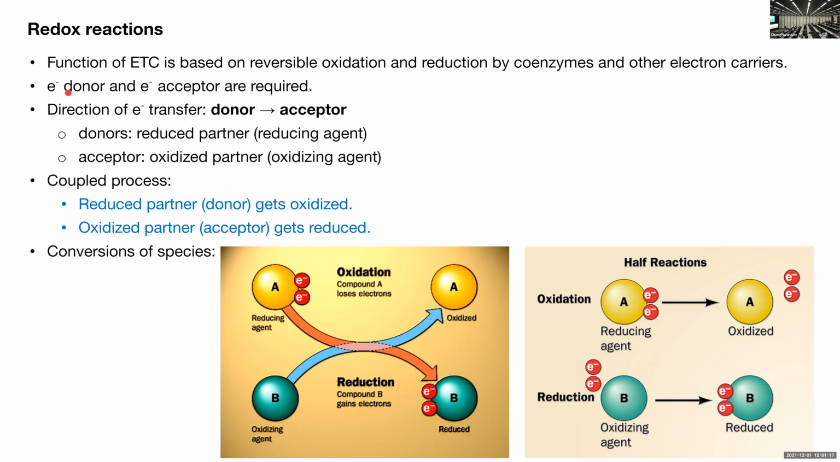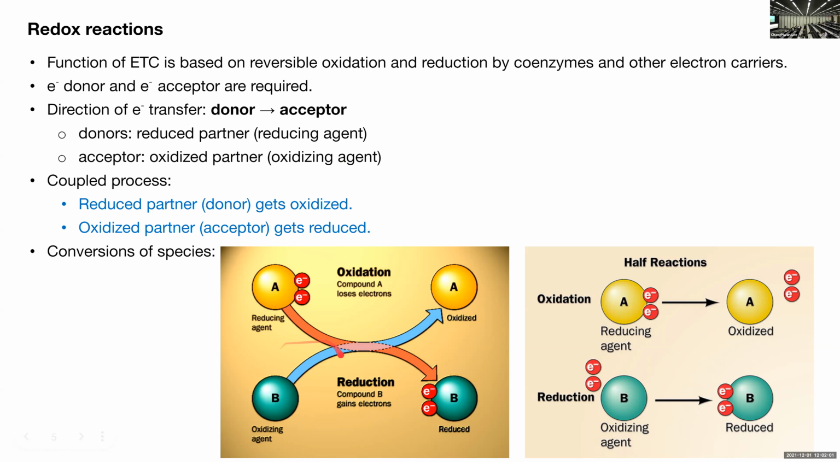Basically, you need two components, electron donor and electron acceptor. So it's going to be two coupled reactions, right? And the direction of electron transfer will be from the donor, which is the reduced partner, meaning that it already has electrons. So it contains electrons. And acceptors will be accepting the electrons, so they don't have electrons at the moment, so it's an oxidized form, the oxidized partner. They're going to be basically working as the reducing agent and the oxidizing agent, respectively.